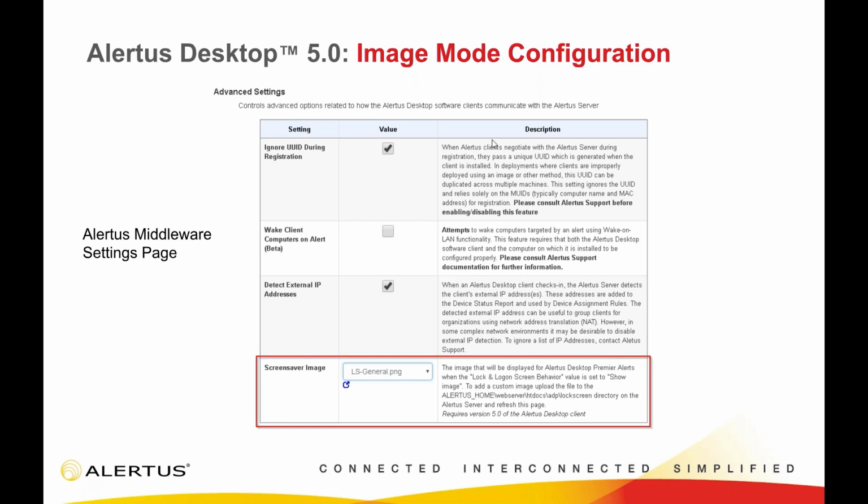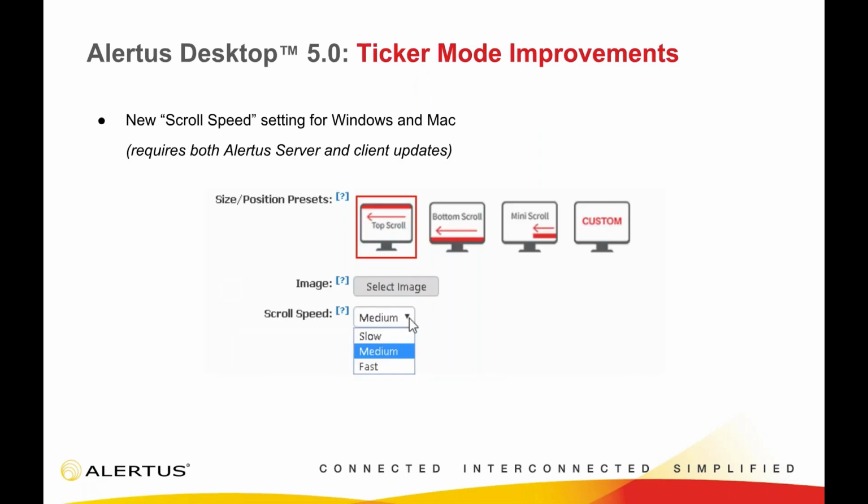And from there you can get that functionality. So as far as the ticker mode, that's also been improved. One of the more important features of this is we have added a scroll speed to it. So let's say you maybe have a lot of text in an alert and you want to scroll that slower so it's easier for people to read that text, or maybe you want to make it faster because it's a smaller alert and you don't want to have that delay in between. You're able to do that now.